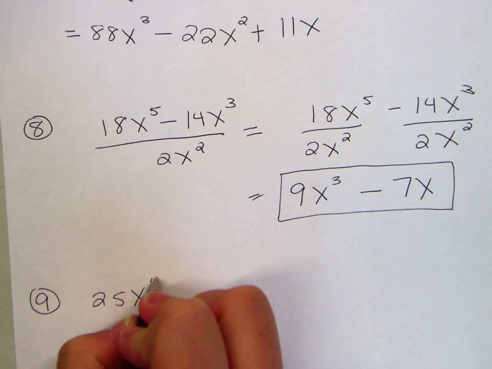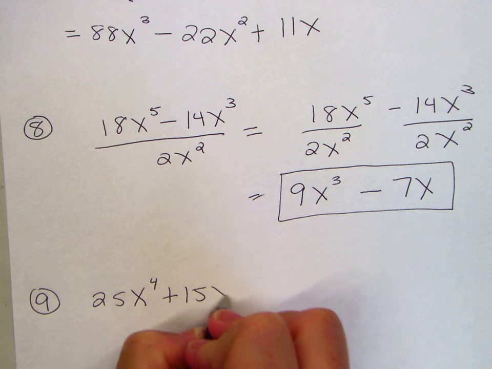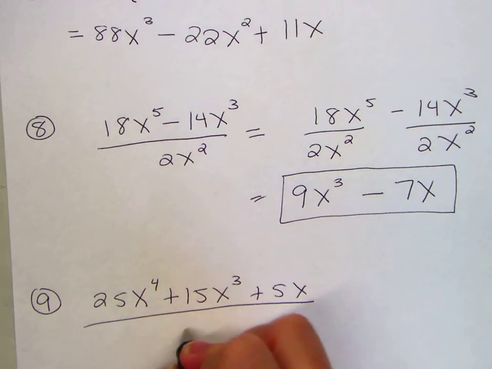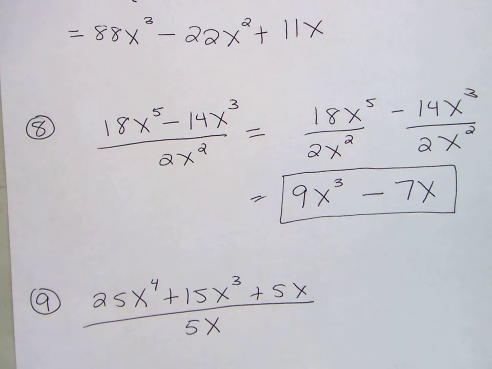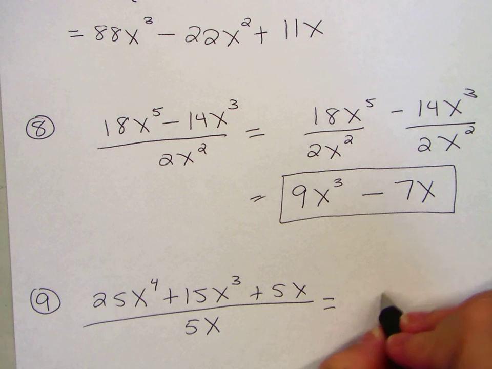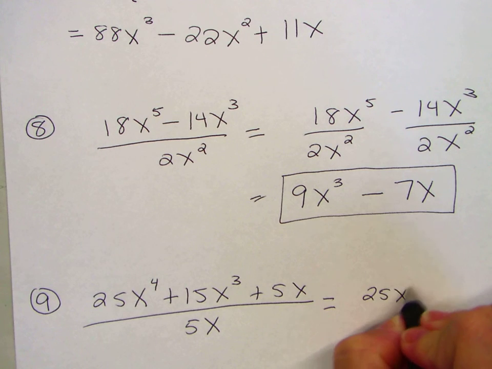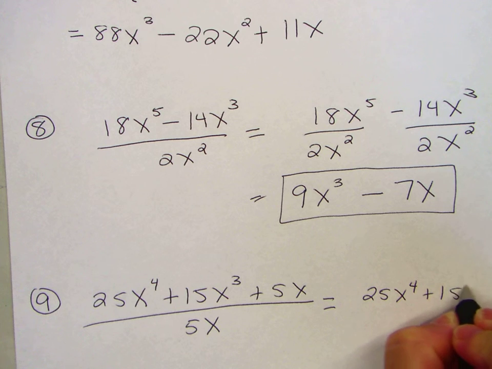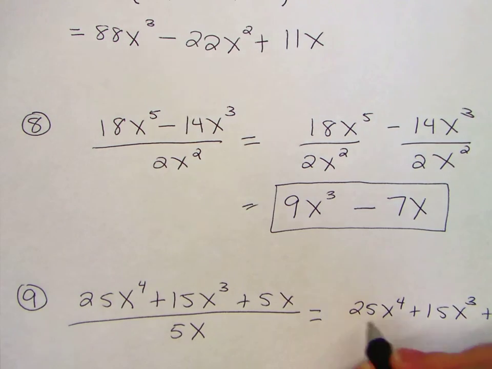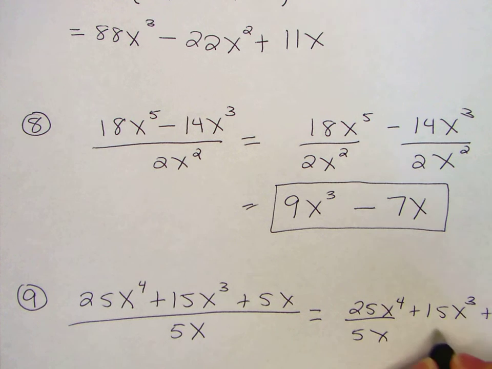Number 9. 25x to the fourth plus 15x to the third plus 5x all over 5x. Pause the video and try it on your own. Just like before, I'm going to rewrite the top: 25x to the fourth plus 15x to the third plus 5x. I'm going to put the 5x under everything. Again, it prevents error.